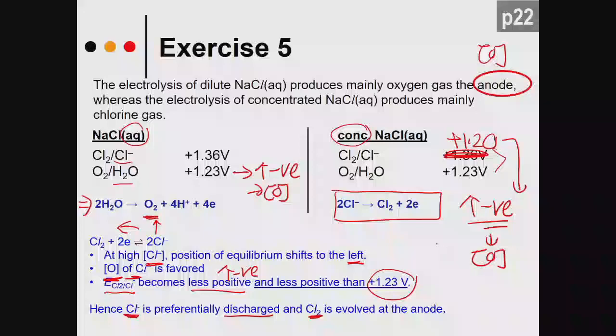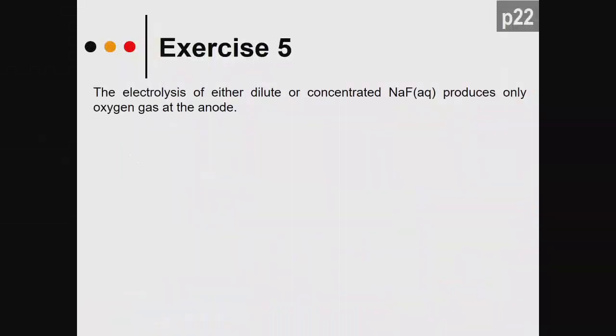Okay, so you need to include this explanation as well when you are explaining. Now, for the next exercise, they tell you that whether you are using dilute or concentrated sodium fluoride, it produces only oxygen gas. So this is what we need to explain. Similarly, we are looking at the production at the anode.